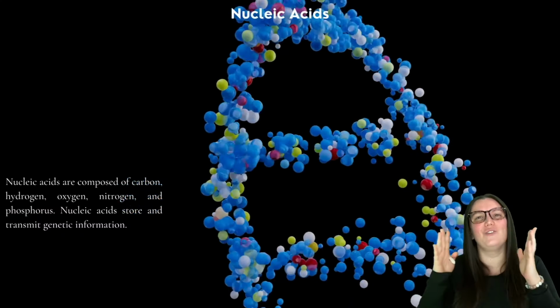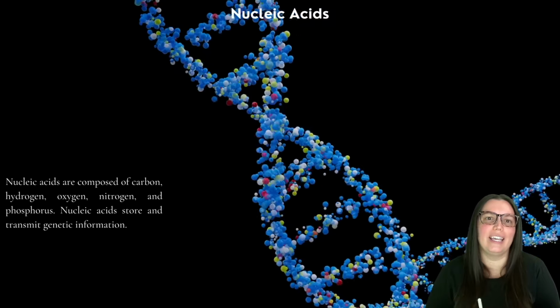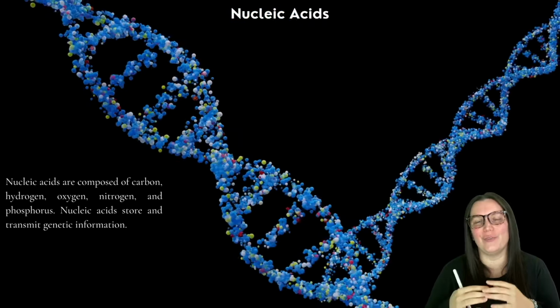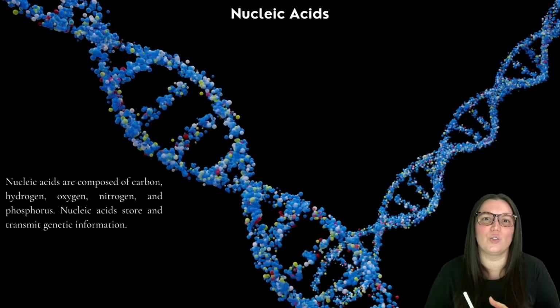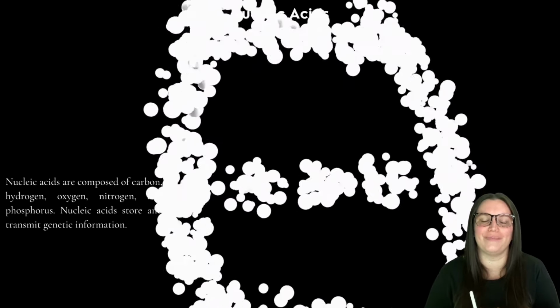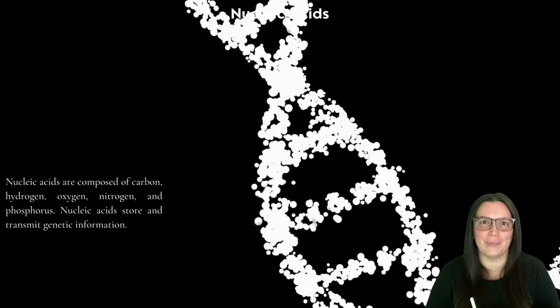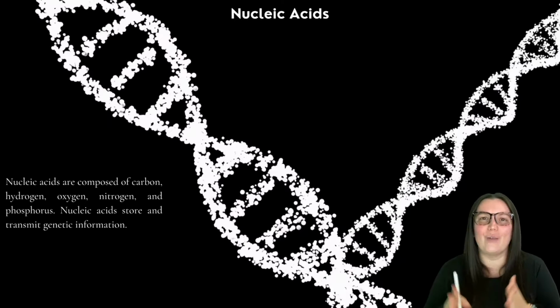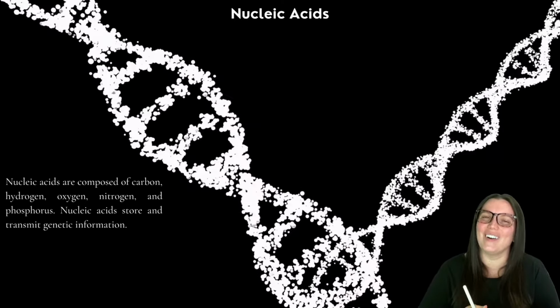And lastly, we have nucleic acids. Nucleic acids are composed of carbon, hydrogen, oxygen, nitrogen, and phosphorus. Nucleic acids store and transmit genetic information. There are two different types that we discussed before: deoxyribonucleic acid, also known as DNA, and ribonucleic acid, known as RNA.